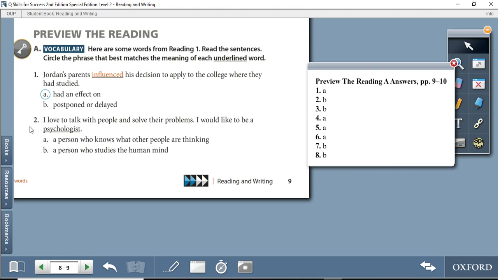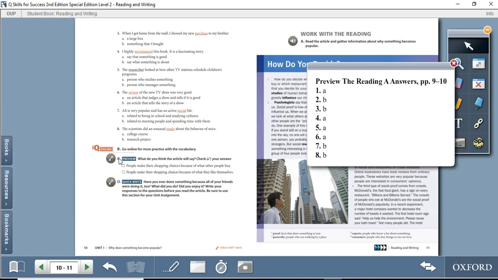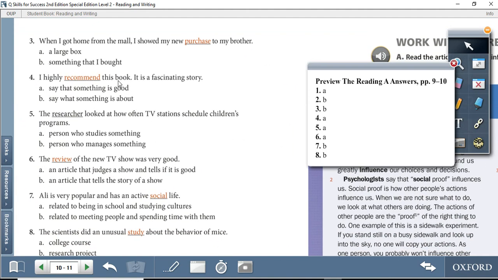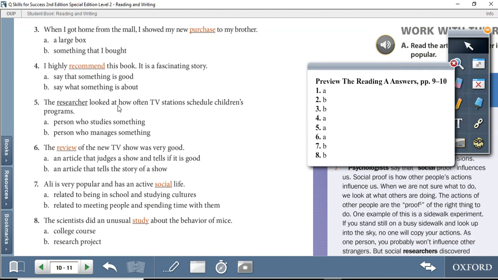2, I love to talk with people and solve their problems. I would like to be a psychologist. B, a person who studies the human mind. 3, when I got home from the mall, I showed my new purchases to my brother. B, something that I bought. 4, I highly recommend this book. It is a fascinating story. A, say that something is good.